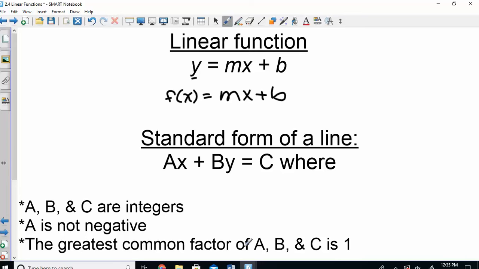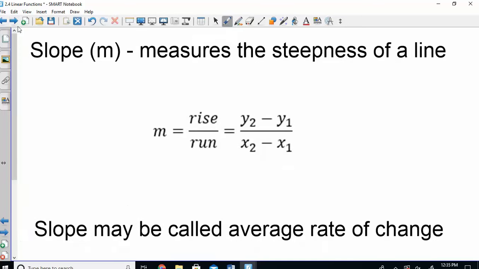How do you find the slope of a line? That m is our slope. How do we find that? Rise over run. In terms of 2 points, we do the change in y over the change in x, so y sub 2 minus y sub 1 over x sub 2 minus x sub 1. We might also, instead of saying slope, say find the average rate of change. It means the same thing. It's just a measure of how steep your line is.